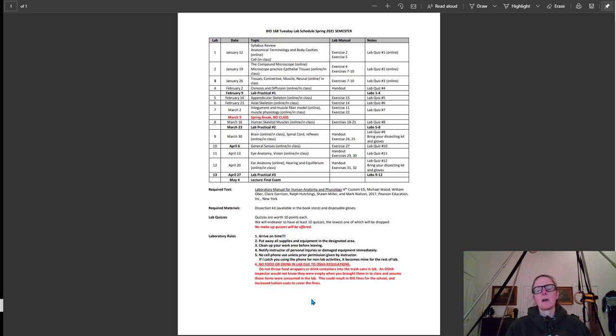Also, be very mindful of the fact that we have to maintain social distance in the lab. And while it might be tempting to crowd over your neighbor to see something, I'm going to do my best to make sure that every student has the chance to see each display on his or her own so that each person can come up individually and look at each display.